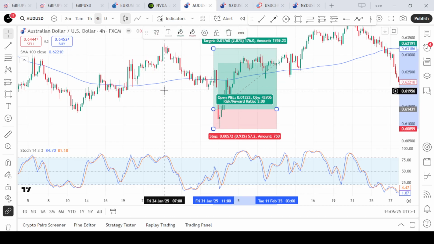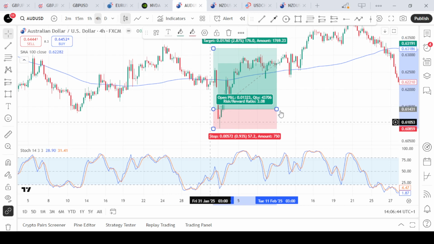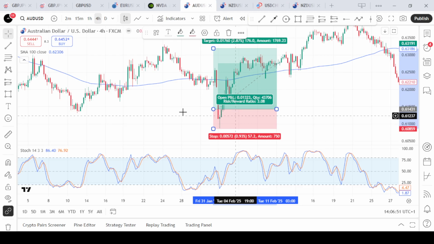Now the fifth step is to implement risk management. Risk management involves your position sizing. Never risk more than 1 to 2% of your total capital per trade. Meaning that on any trade you are taking, you would make sure that you are risking at most 1 or 2% of your trading account on that trade.